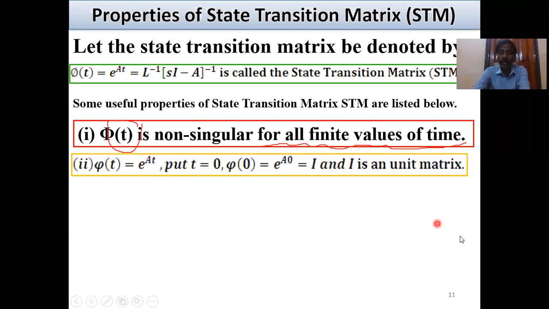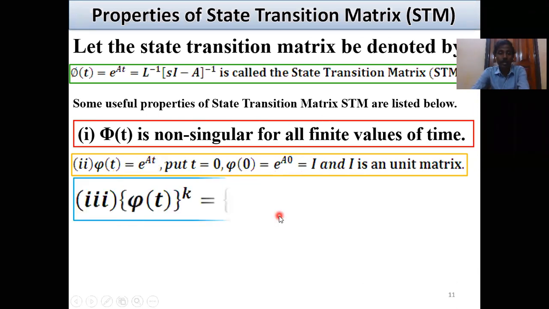And what is the second case? Phi of t equals e to the power At. Put t equals 0, then we get phi of 0. Phi of 0 equals e to the power A into 0, which means the identity matrix. So phi of 0 equals the identity matrix.